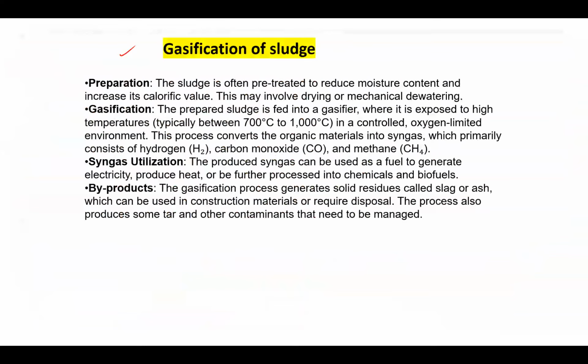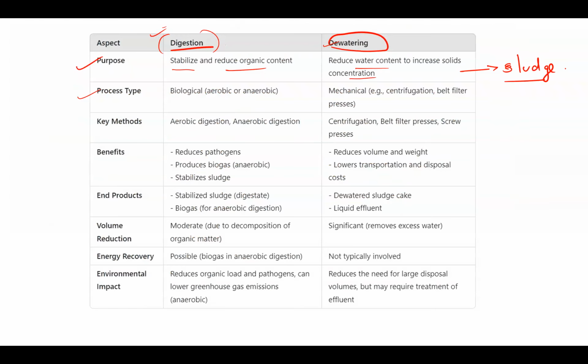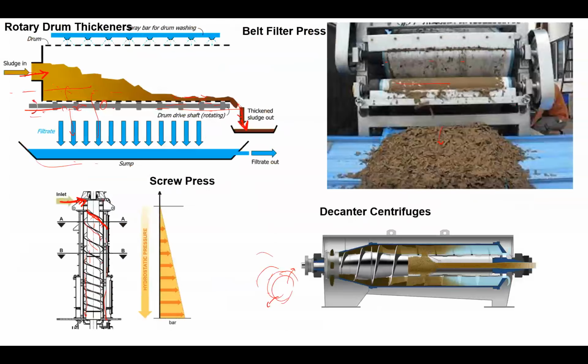So which of these examples of mechanical thickening device are used for sludge? Dissolved air flotation, sludge centrifuging, screw press thickener, both B and C. Mechanical thickening device. So the mechanical thickening devices are sludge centrifuging and screw press thickener that I explained, shown here. This screw is also a mechanical one, and this is the centrifuge one.